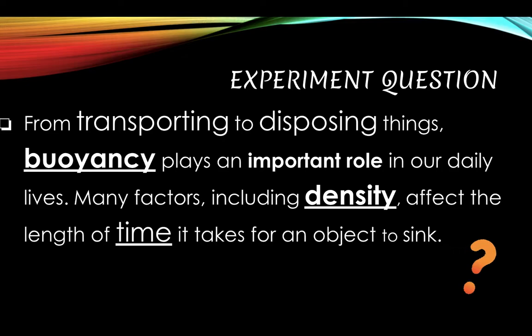So here's a brief introduction to our experiment question. We all know that transporting or disposing are two important things that we do in our lives. Transporting and disposing doesn't happen on land every time. Even if it does, buoyancy is still very important and is like the main character of a story. If we don't have buoyancy, life would not be this easy. Density is also a vital key in our lives because it also has something to do with transporting and disposing. Density matters because it can decide if an item sinks or not, or how long it takes for something to sink.